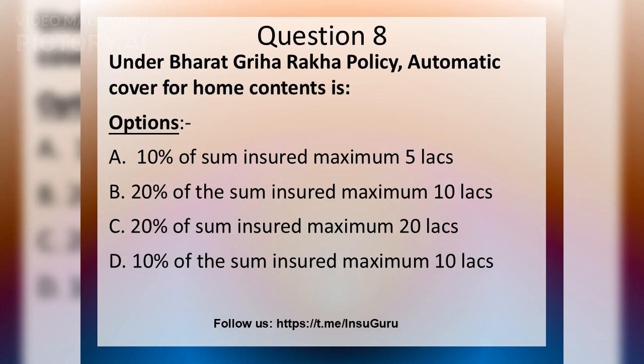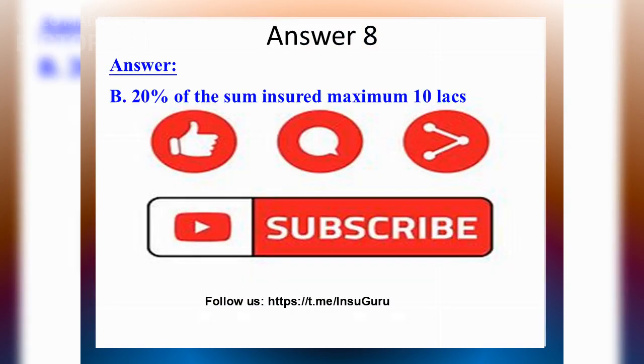Under the Bharat Griha Raksha policy, what is the automatic cover for home contents? Let's find the correct percentage and maximum limit. The correct answer is B, 20% of the sum insured with a maximum of 10 lakhs. This is the automatic cover provided for home contents.